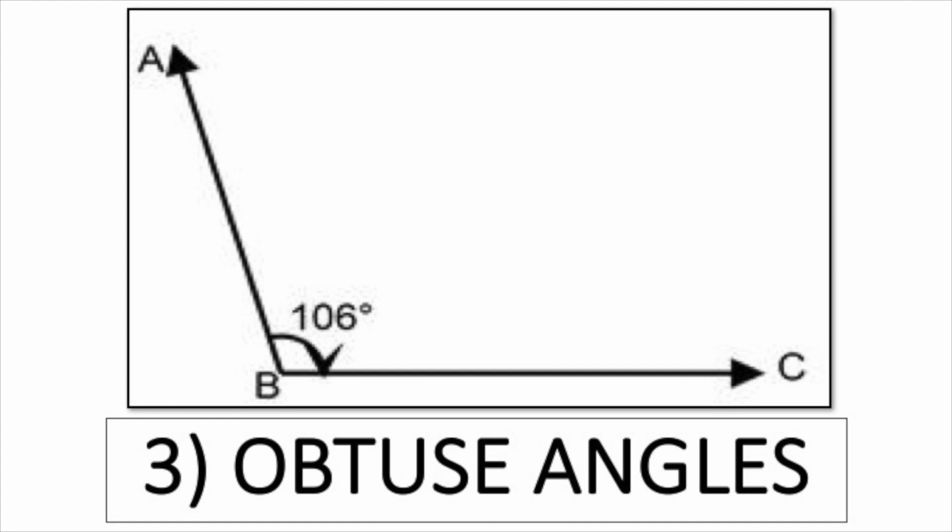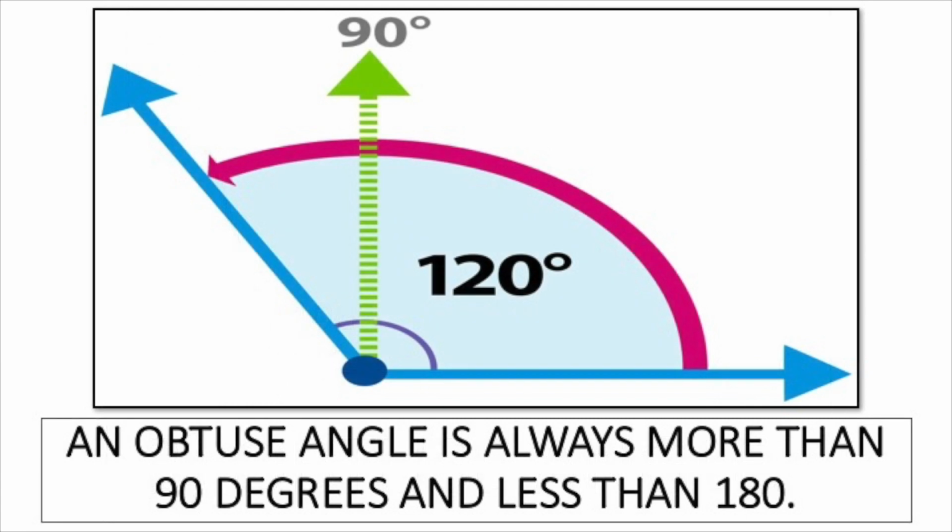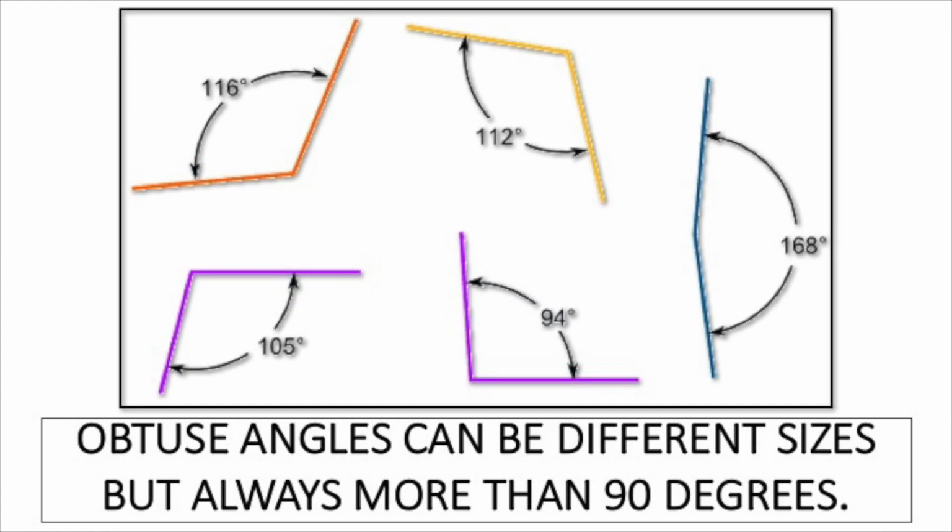And then we have obtuse angles. How big is this obtuse angle? 106 degrees, correct. You can see by judging the lines and the vertex. It says here, 106 degrees. An obtuse angle is always more than 90 degrees and less than 180 degrees. Obtuse angles can be different sizes, but always more than 90 degrees. So similar to acute angles, the only difference is the obtuse angles are bigger. Acute angles, less than 90. Obtuse angles, more than 90.